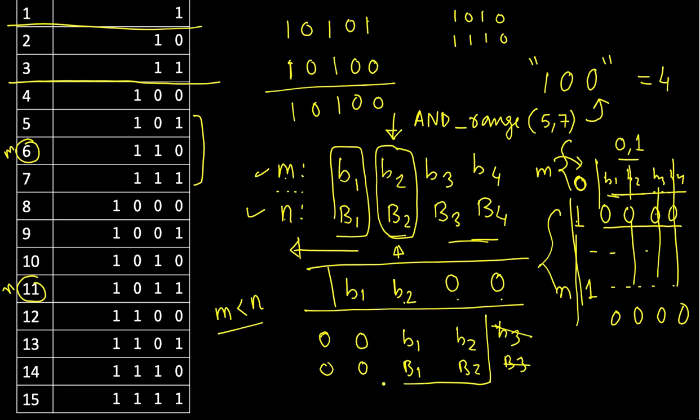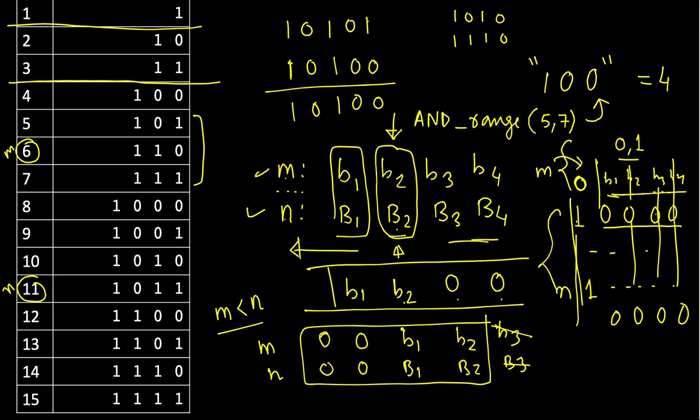So these are m and n now. If small b2 and capital B2 were common, then these are the same and all the higher bits were the same. So m and n become equal. So we will do this right shift till both m and n become equal.